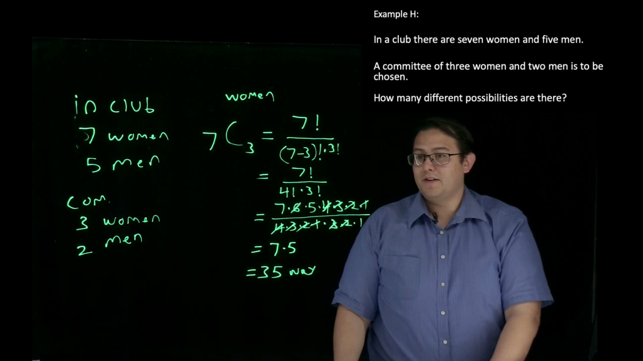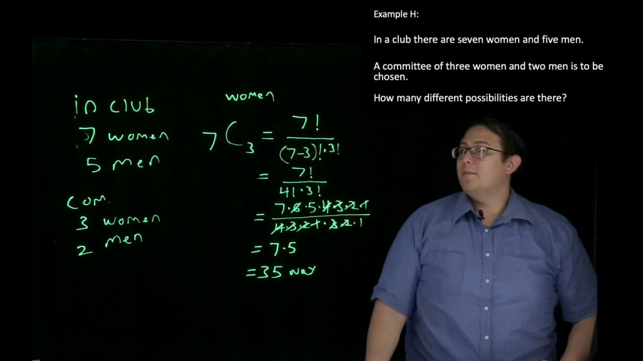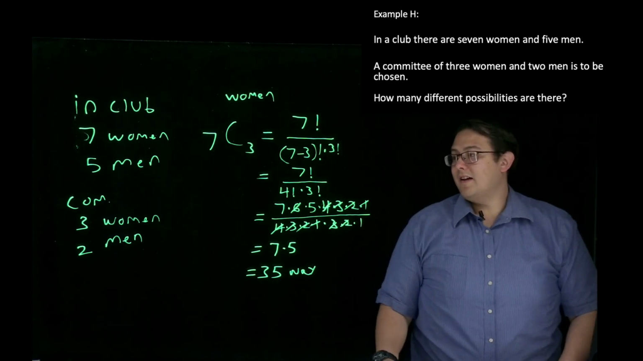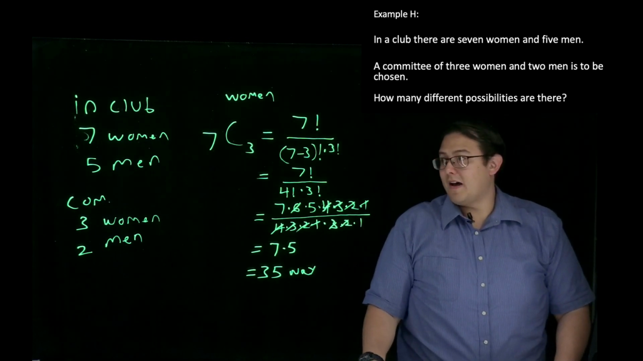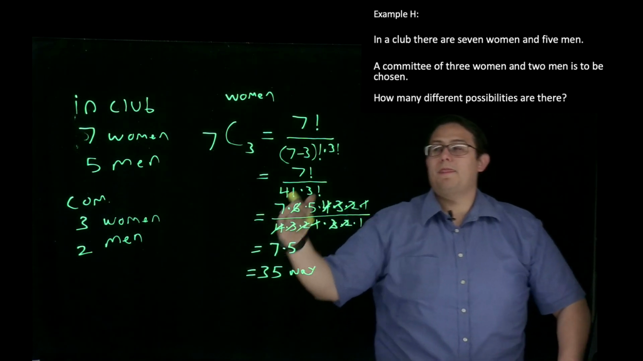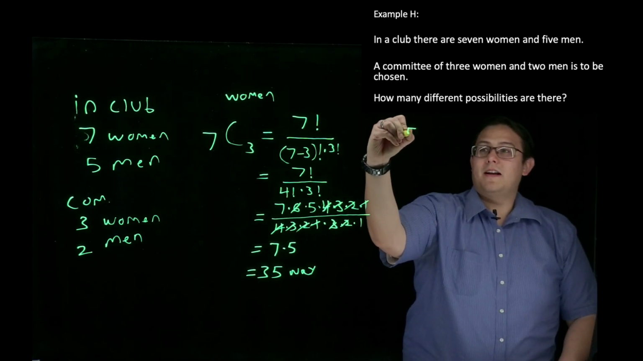All right, so now we have to choose the men. So for the men, so put men up here. Okay, so again, we'll use combinations because the order doesn't matter. There are 5 men to choose from, and we're going to pick 2 of them. So that's going to be 5C2.